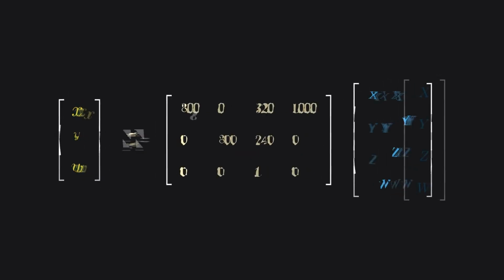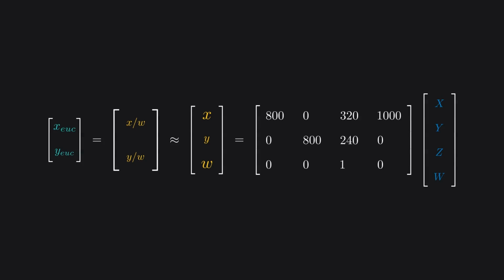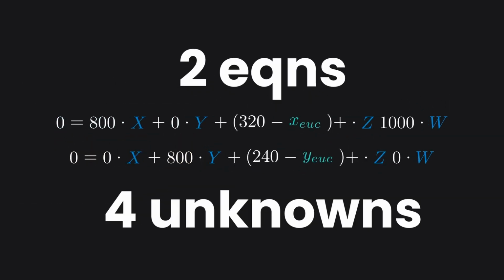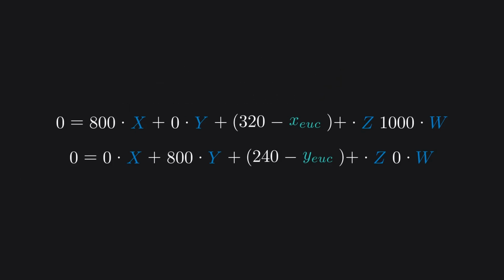And after the matrix operation, we have two linear equations and four unknowns, the big blue X, Y, Z, and W. So we can't back calculate the 3D coordinate. Does that mean the equation is unsolvable? Not really. There's still a way out.